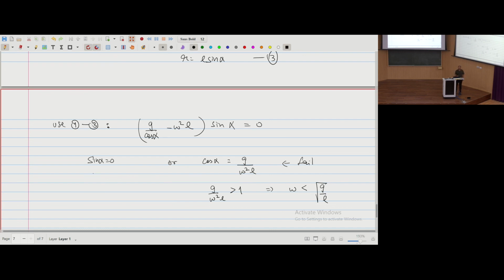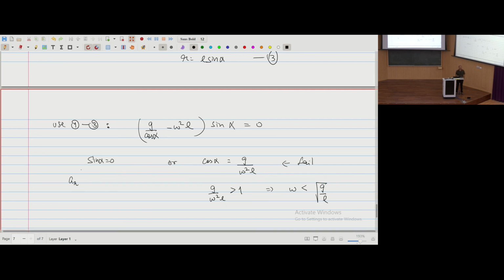So sin alpha equal to 0 is basically this situation. If you do not give it any omega, it will just sit vertical. It will not have any tendency to fly out. So when omega is less than a certain omega naught, which is square root g by L, it will not be able to fly out. So alpha is 0. That means just sitting vertical, and rotating as well, because there is an omega. So it's rotating about its own axis.